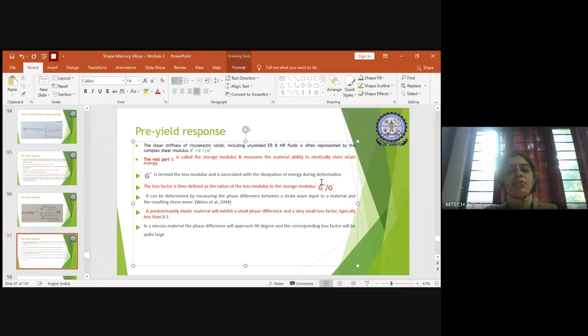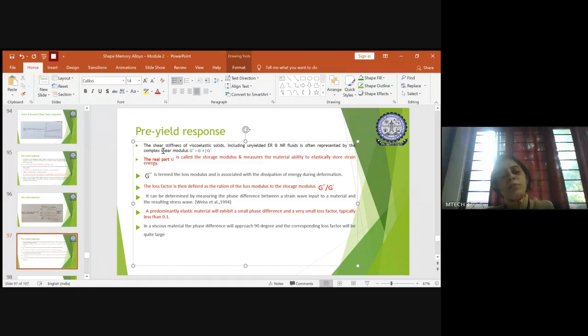So if you take the ratio of the loss modulus to the storage modulus, then you will come to know the loss factor associated with it. This is about how to calculate the loss factor for the pre-yield response when we compare ER and MR fluid as a viscoelastic solid.